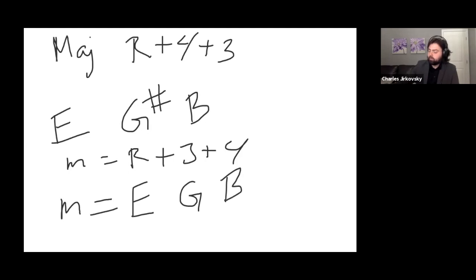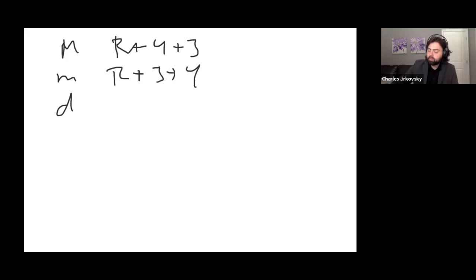So for the chord formulas, you have a bunch of them. They're all going to be listed on this PDF that I'll include. For example, we already said major is root plus 4 plus 3. Minor is root plus 3 plus 4. Diminished is root plus 3 plus 3. And augmented, just use that symbol, is root plus 4 plus 4.